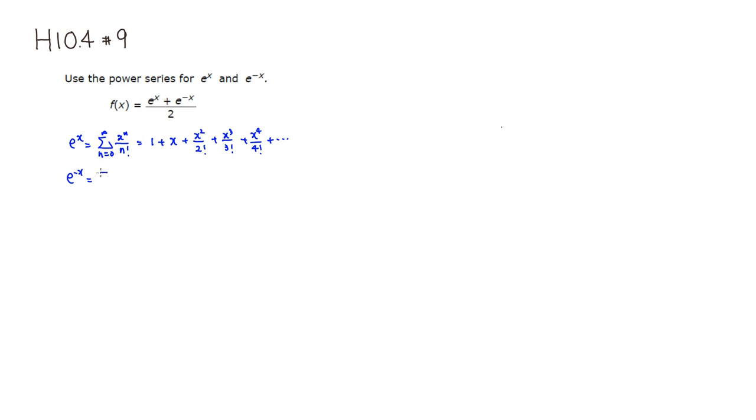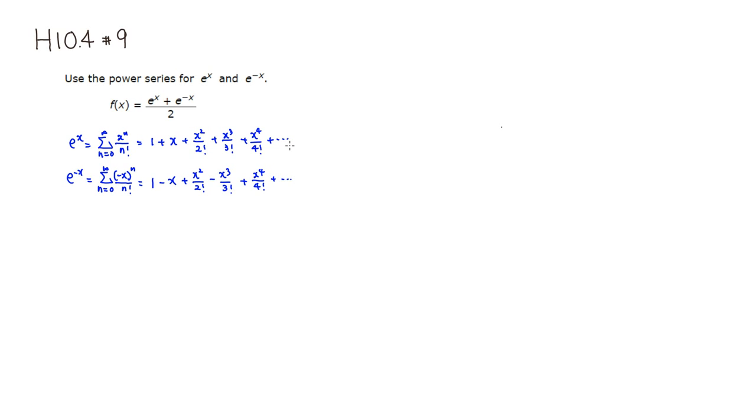Then if you want e to the negative x, all you have to do is replace x by negative x. So it's a summation, n goes from 0 to infinity, negative x to the n over n factorial. The sign is going to alternate. It's going to be 1 minus x plus x squared over 2 factorial, and the cube will be minus x cubed over 3 factorial, plus x to the 4th over 4 factorial, and so on.